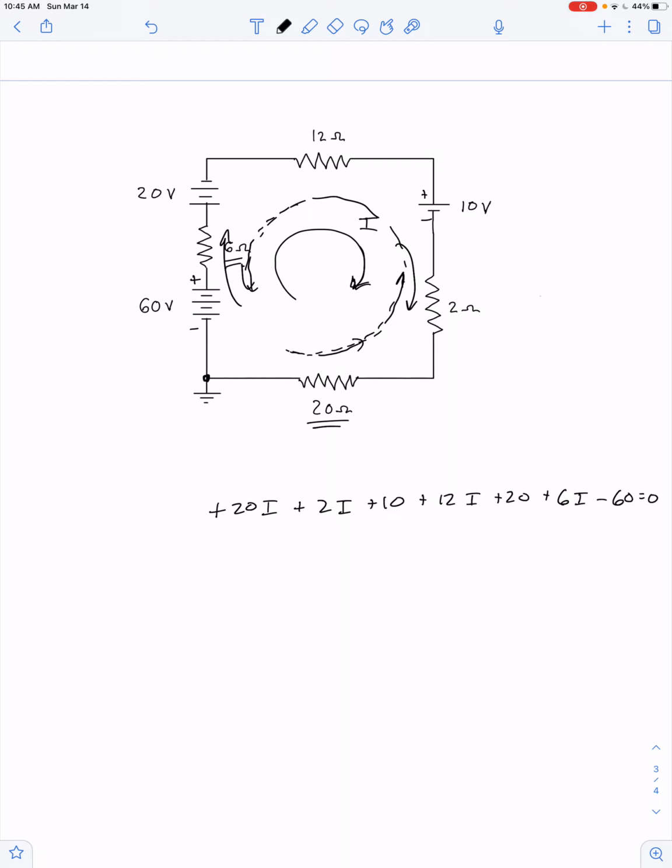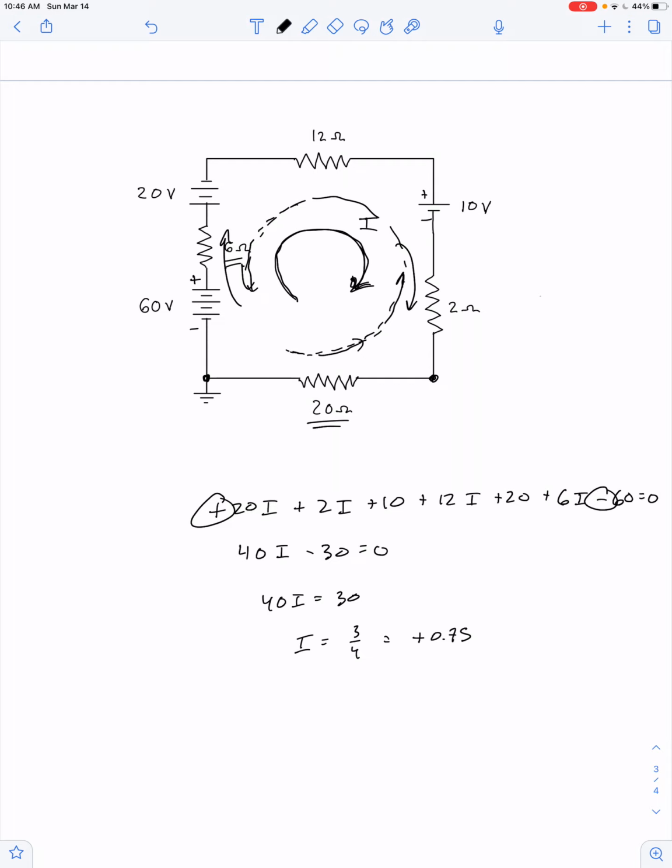When we combine like terms, we get 40I minus 30 equals 0. 40I is equal to 30, so I is equal to 3/4, which is positive 0.75. Positive because, yeah, we guessed the direction of the current correctly. Okay, so it doesn't matter which way we trace our way around a circuit. It doesn't change the answer. It just changes how we assign the positive and negative values in our statement of Kirchhoff's loop rule.